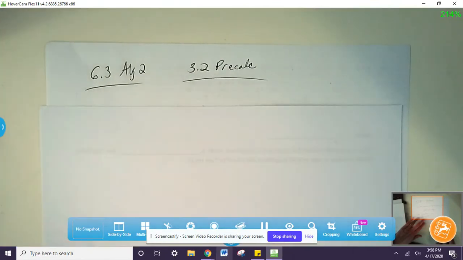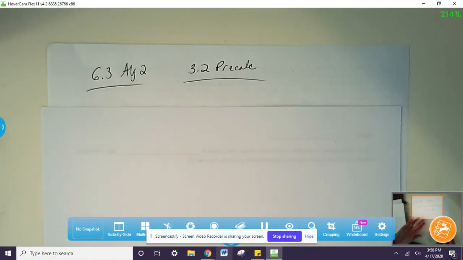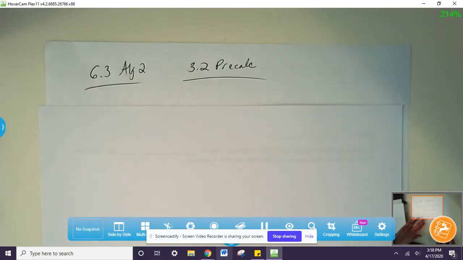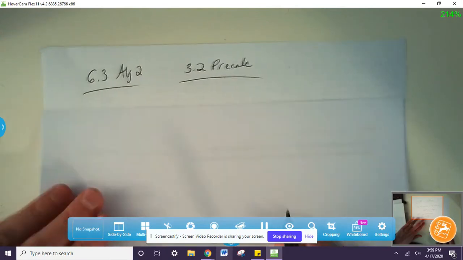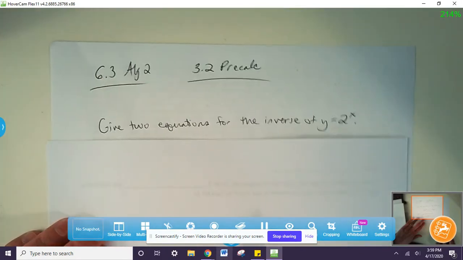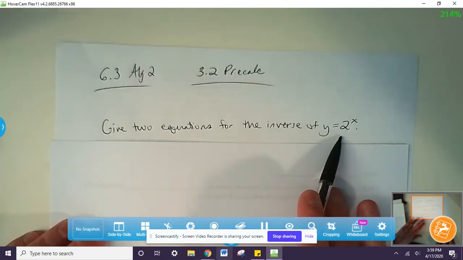We're going to do two main things today. We're going to do a little bit of review of the graphs of logs, and then we're going to do a whole bunch of examples of evaluating logs. So the first thing I'd like to do is I'd like you to give two equations for the inverse of y equals 2 to the x.